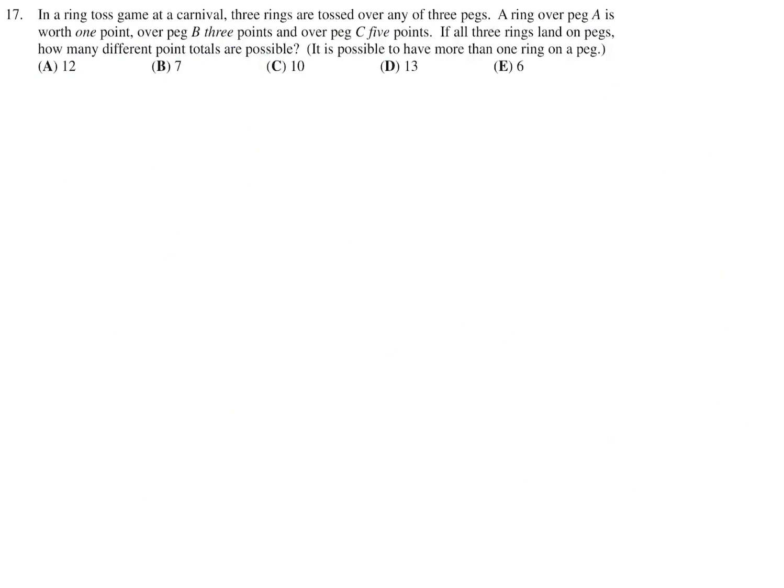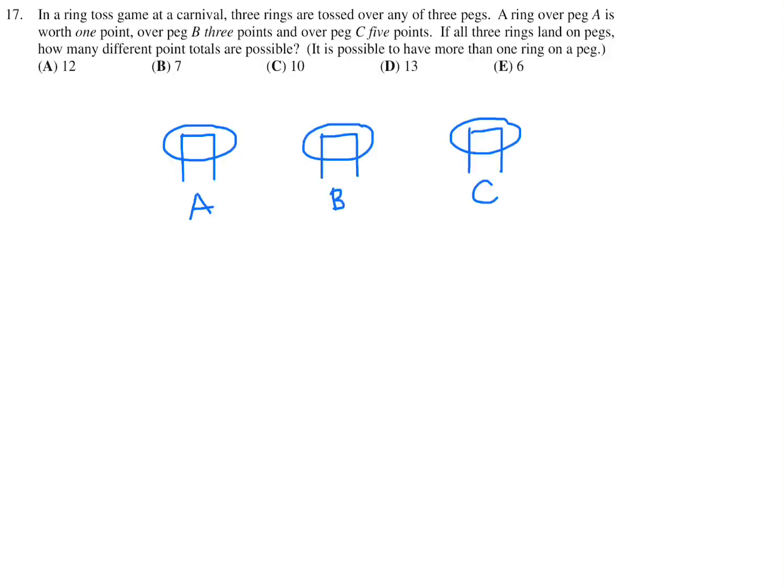In a ring toss game at a carnival, 3 rings are tossed over any of the 3 pegs. A ring over peg A is worth 1 point, a ring over peg B is worth 3 points, and a ring over peg C is worth 5 points. If all 3 rings land on pegs, how many different point totals are possible? It is possible to have more than 1 ring on a peg.